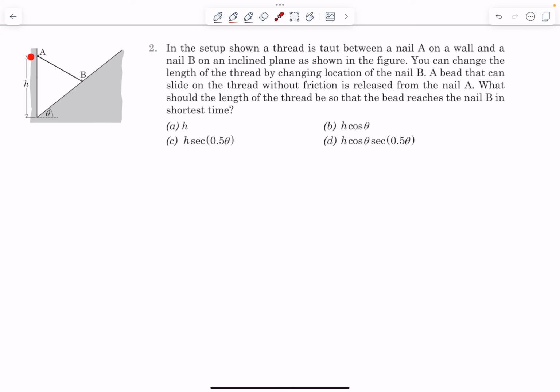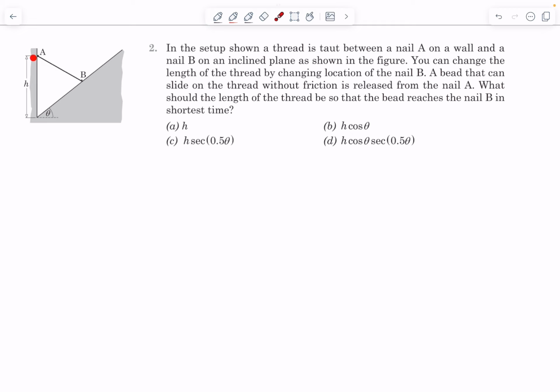Which means the height from this vertex is actually constant, whereas this end B can be moved along the incline, meaning the length AB can be changed. A bead can slide on the thread without friction. It is released from the nail A. What should the length of the thread be so that the bead reaches the nail B in the shortest time? Okay, so the goal is to minimize time here.